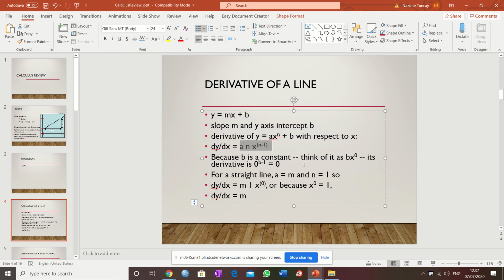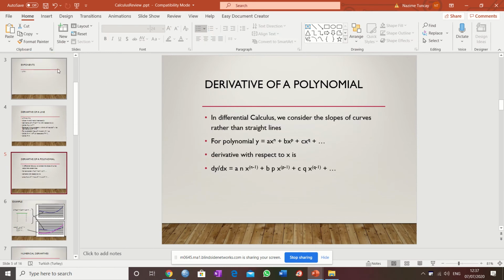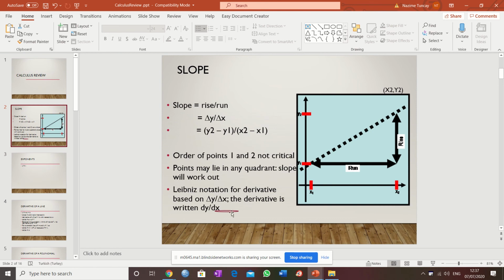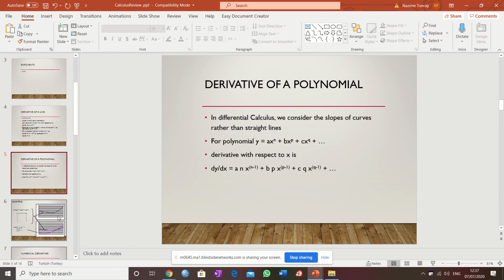So what is this one? Here a is a constant, and for x to the power n, we have n multiplied by x to the power n minus 1. Okay, so this is the derivative of a polynomial. A polynomial is in this form, an equation in this form.